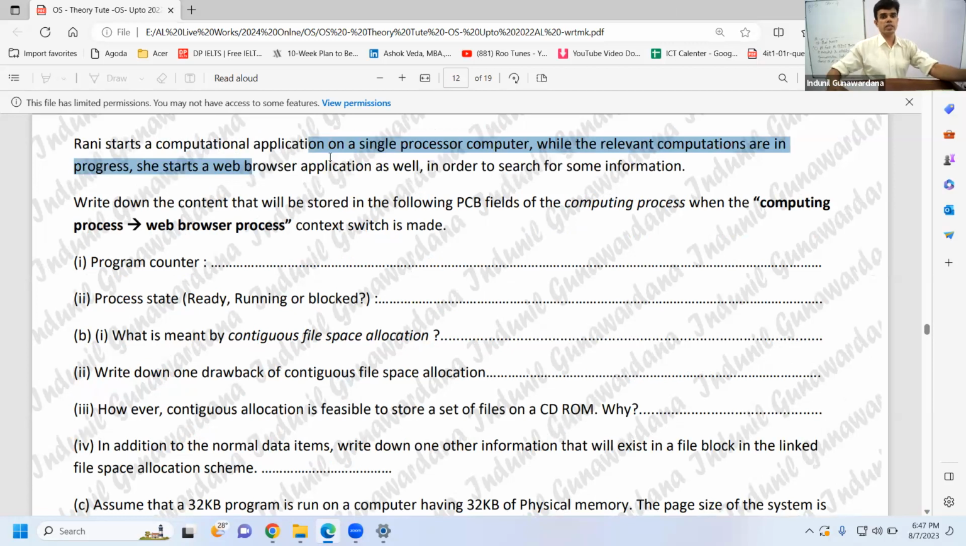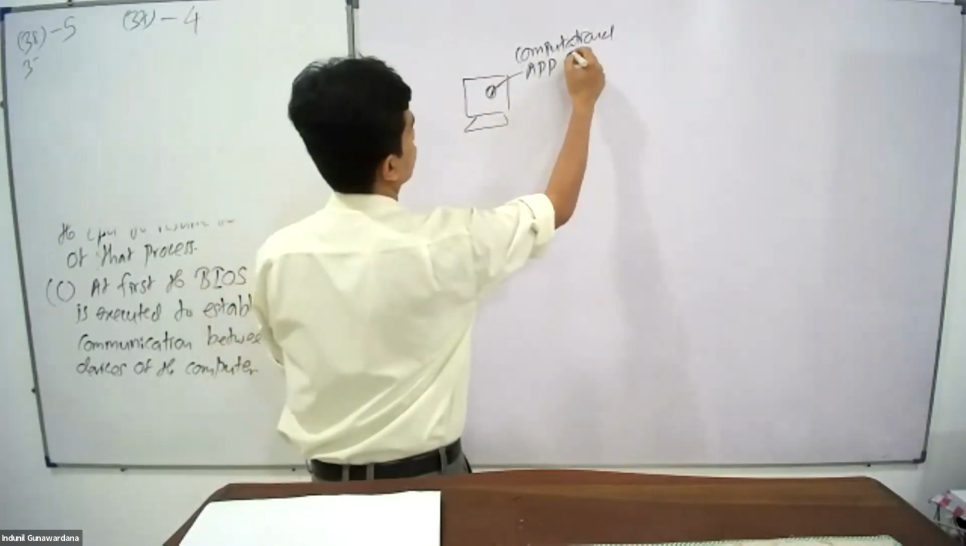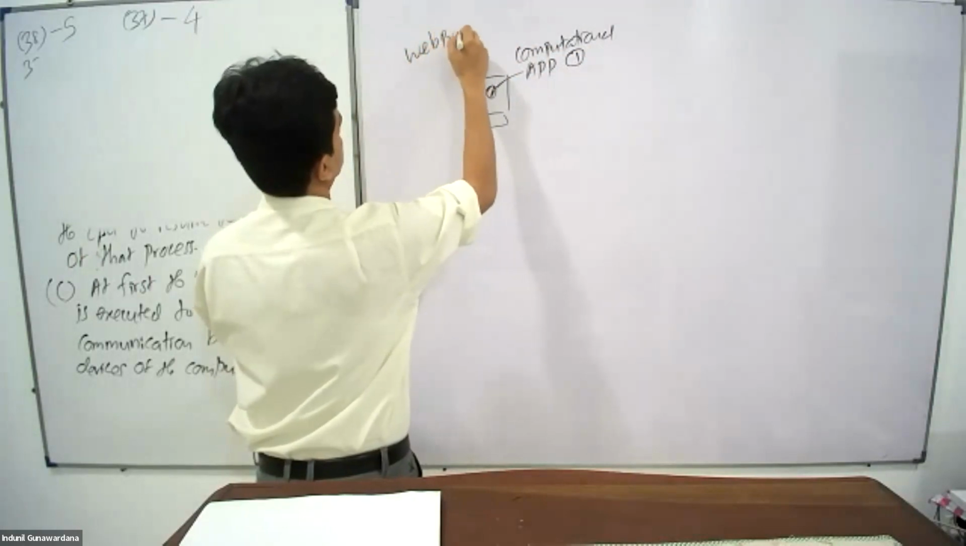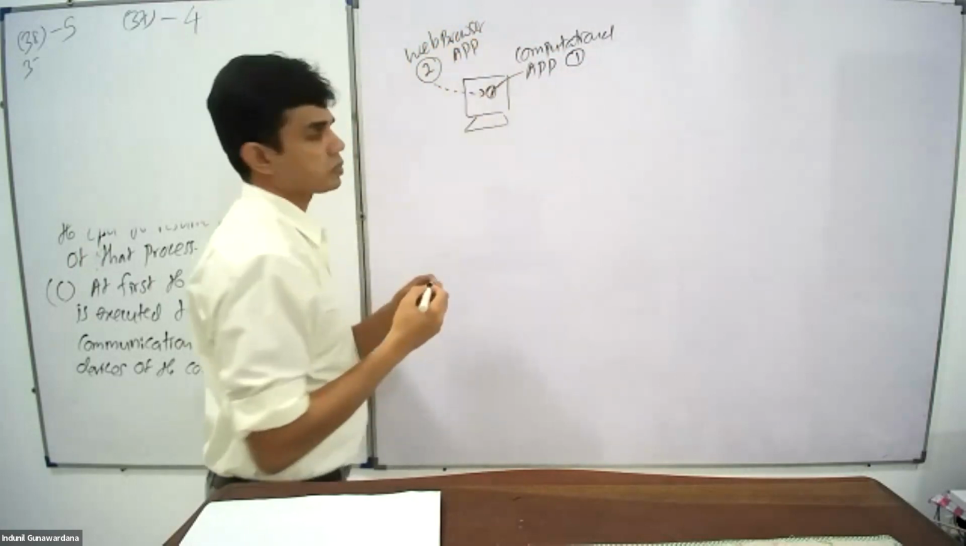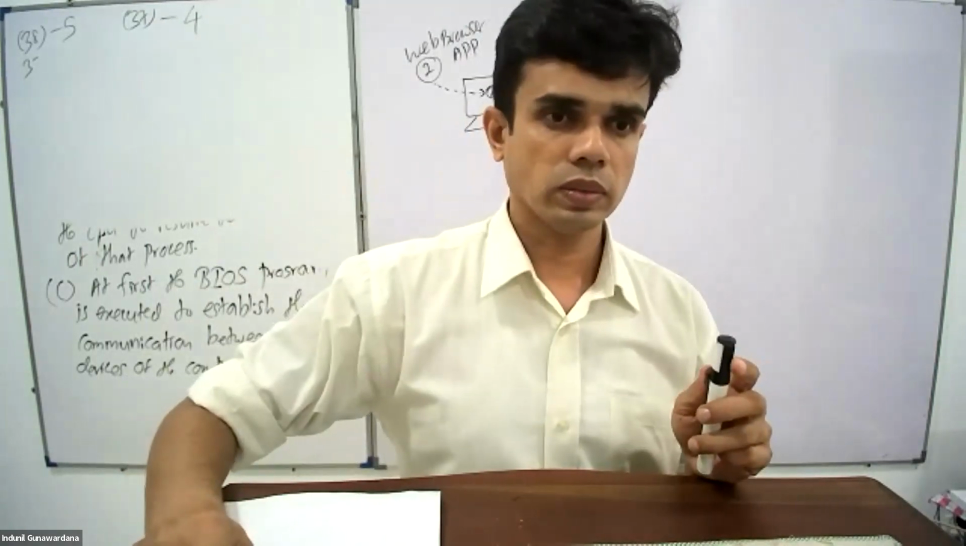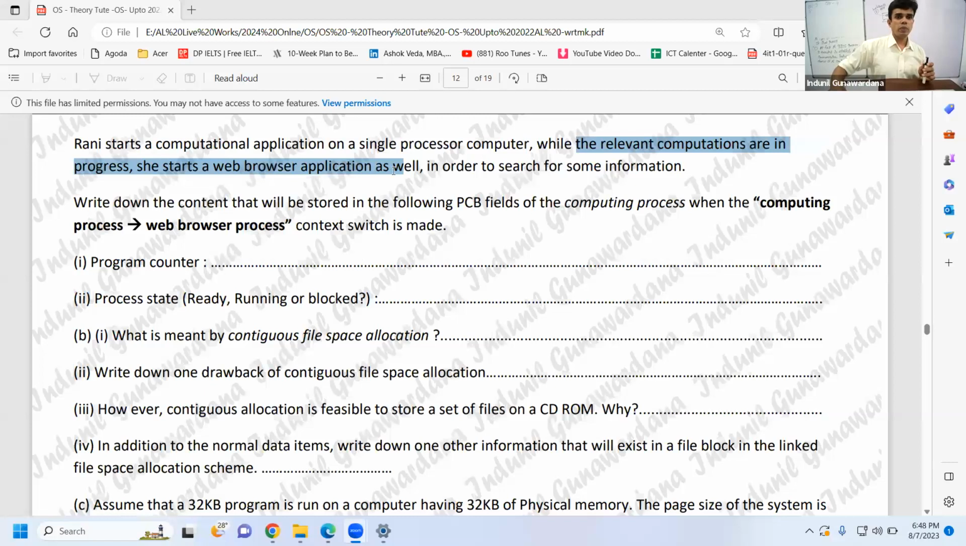Rani starts a computational application in a single processor computer. So this is Rani in the computer, a certain application is started. We call this the computational application. While the relevant computations are in progress, she starts a web browser application as well. This is multitasking. The computational application is the first one to start. Then the web browser is also started. That's the second application, in order to search for some information.